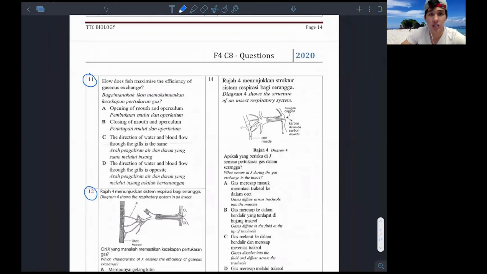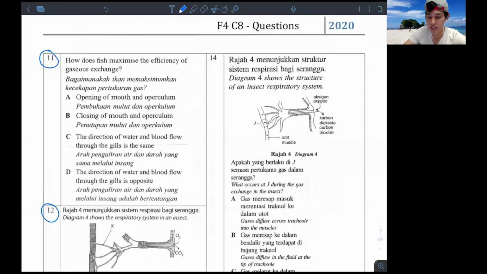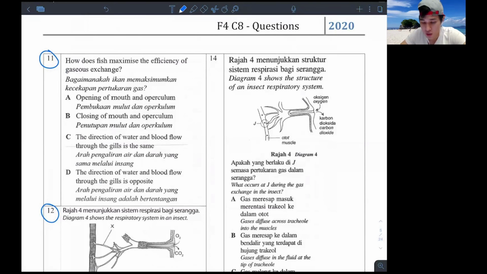How does fish maximize the efficiency of gases exchange? This one I didn't mention in notes one, but try to go through and figure out by yourself which of the following maximizes efficiency for gases exchange in fish. I read the answers for you. A, opening of mouth and operculum. B, closing of mouth and operculum. C, direction of water and blood flow through the gills is the same. D, direction of water and blood flow is in the opposite direction.